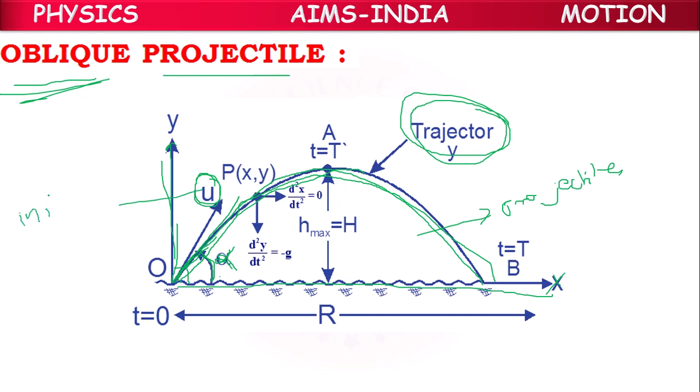Starting means we call it the initial velocity. With the initial velocity u, we are throwing the body, and the body is traveling in this path. So this is called the trajectory, and this is called an oblique projectile. We are going to learn some of the formulas related to this oblique projectile.